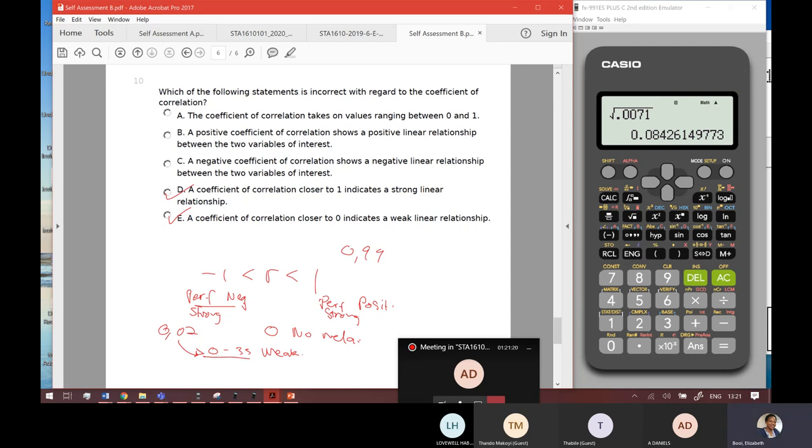A negative coefficient of correlation shows a negative relationship. We just covered that. If it's negative, it means the relationship is negative. A positive, like we said, if the value is positive, it will show a positive relationship between the two values.